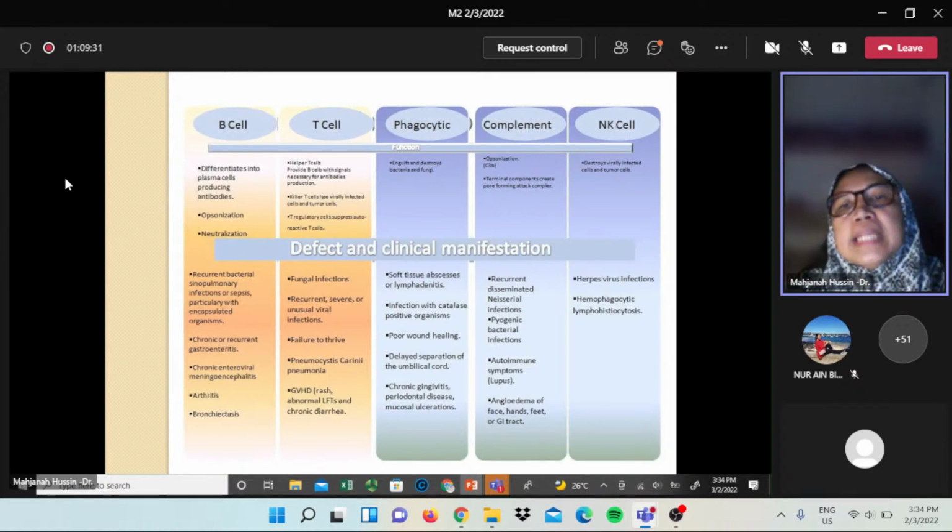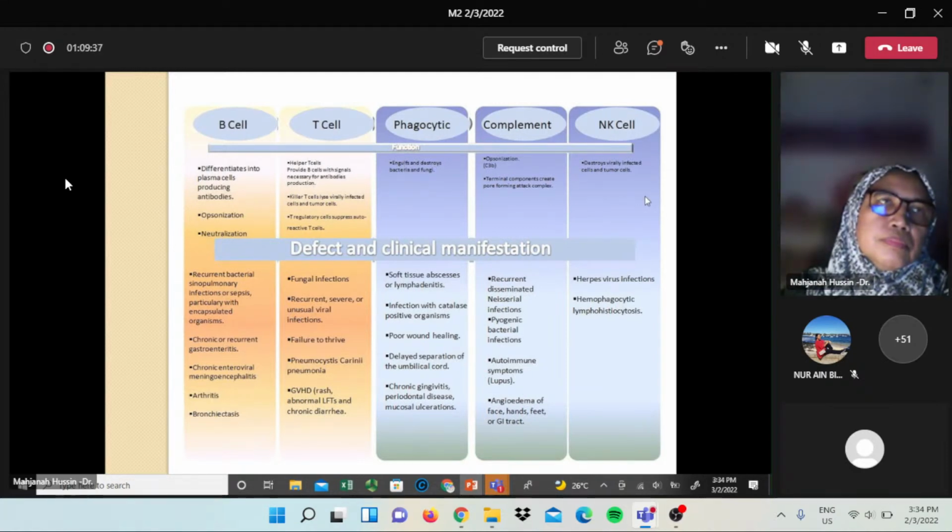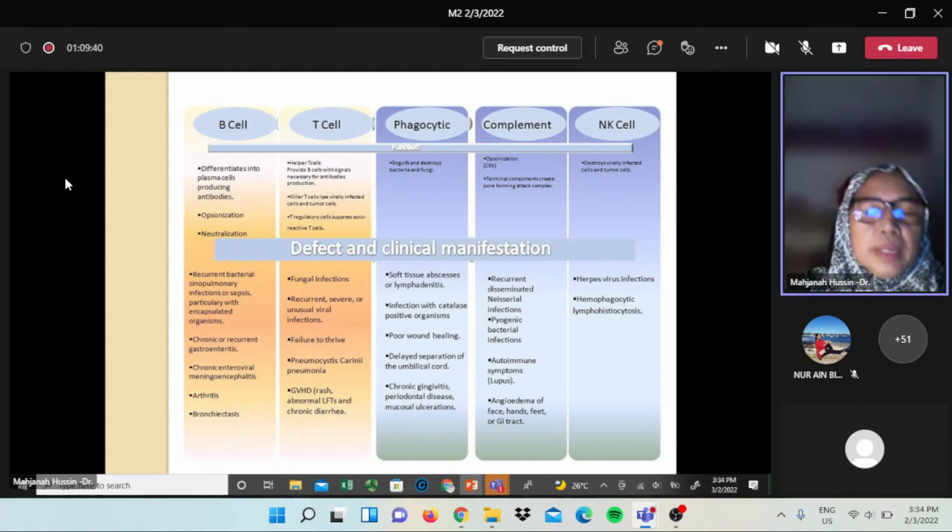What about NK cells? If you do not have NK cells in your bloodstream, destroying virally infected cells and tumor cells is the function of NK cells. So therefore, if you do not have many NK cells or many are non-functioning NK cells, what happens will be you are susceptible to viral infection. And you have hemophagocytic lymphohistiocytosis, a disease of the lymph nodes as well.